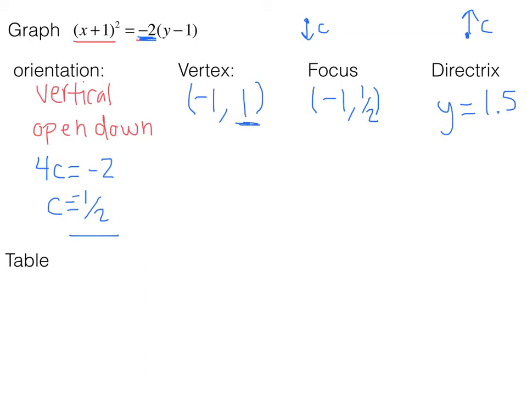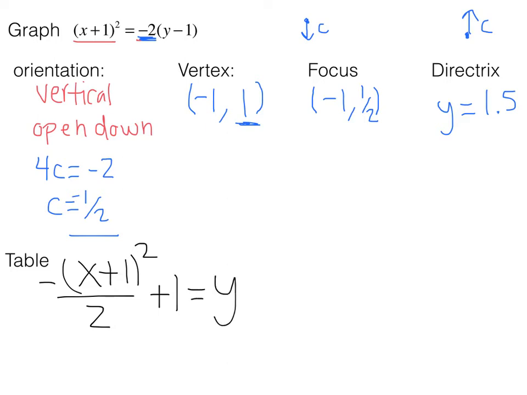Next, we're going to need a table of values. The first thing you're going to want to do is isolate y in your equation. So I'm going to divide by the negative 2, and then I'm going to add 1, and that's going to give me an equation where we solve for y. The next thing I'm going to do is make a table of values. The vertex is going to go into the middle of my table. And then I'm going to plug in x values that are above and below my vertex.